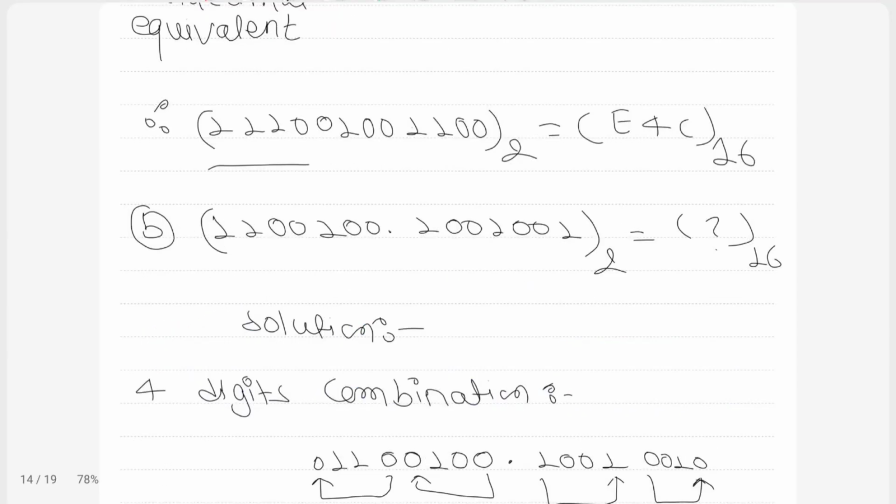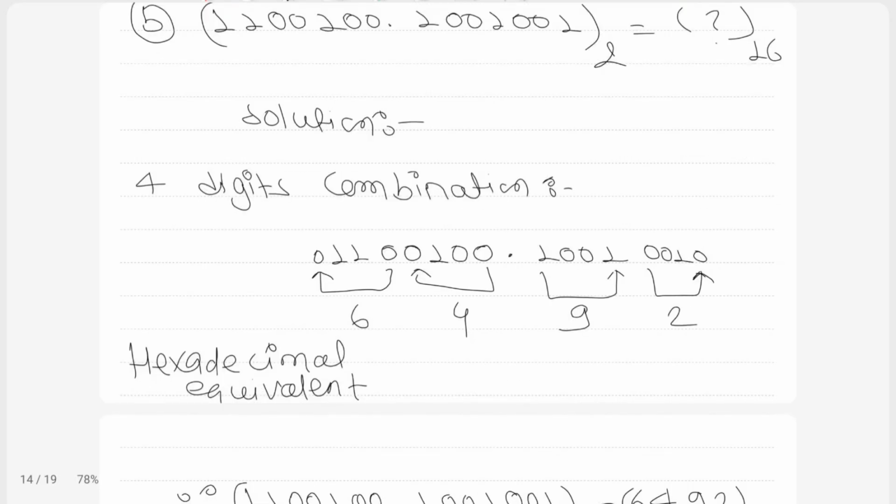Another example has both integer and fractional part. In the integer part we make 4 digits. In the fractional part we make 4 digits. Where digits are absent, we make it 4 digits.